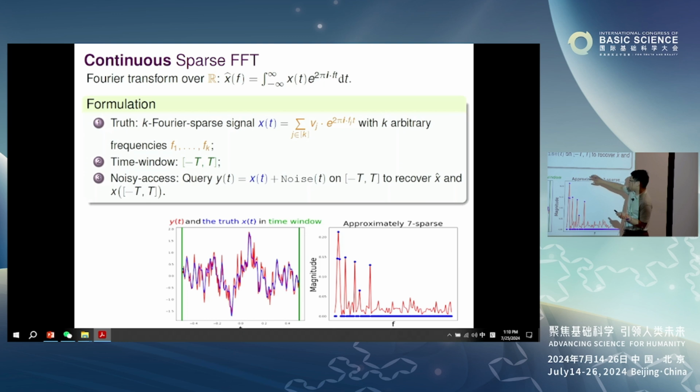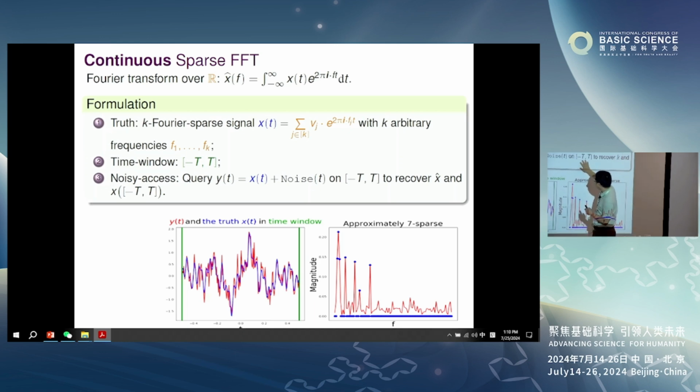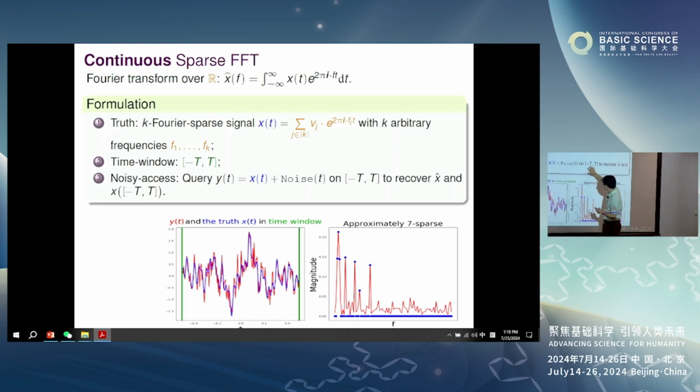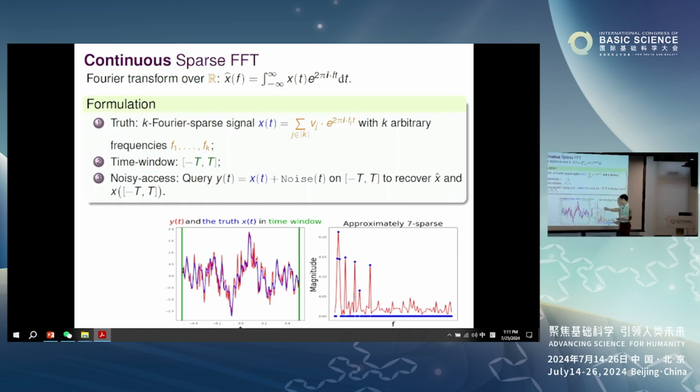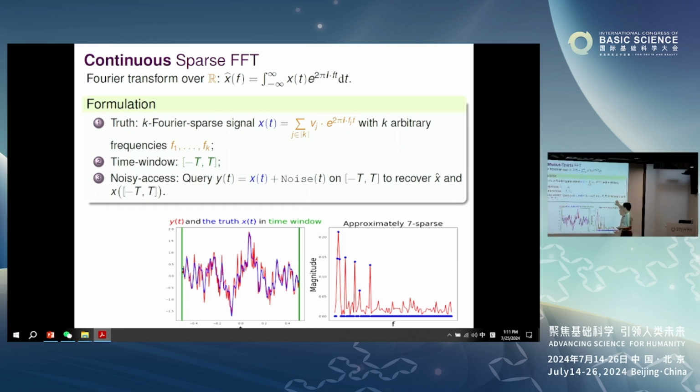And I can query my input signal y at any point of this time window, from minus T to T. The goal is still to recover the dominating frequencies, and then we can use the inverse Fourier transform to get a good approximation in the time domain. Okay, so this is the problem. Let me know if you have any questions.